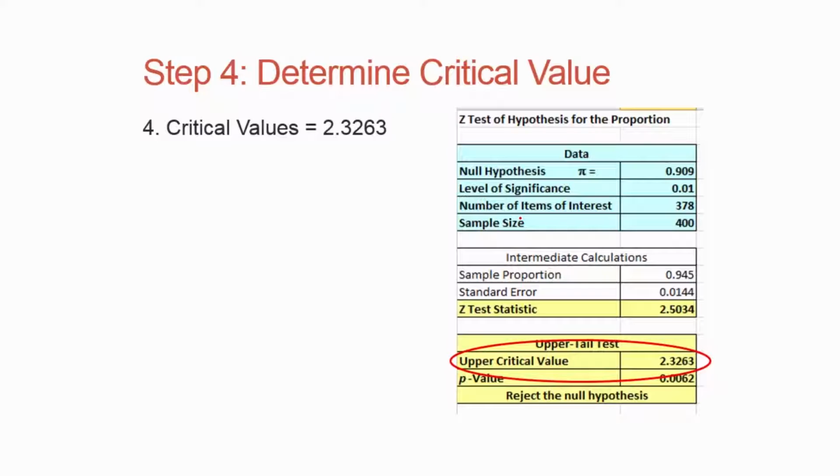Step 4 is the critical value, the upper tail critical value. We can find that in our table, or we can find it using PHStat. And it says here it's 2.3263. If you use the table, it'd be slightly different. It'd be 2.33 is what you'd find in the Z table, and that would be based on an alpha level of 0.01 and an upper tail test.